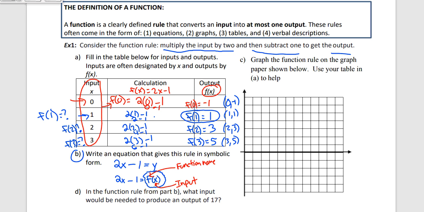Let's go plot those points. I'm going to use a scale of 1 on both the x-axis and the y-axis. If you're using a scale of 1, you don't really have to label it. You can if you want to, though. So the point 0, negative 1 is here. The point 1, 1 is here. The point 2, 3, and the point 3, 5. Look at that. They land in a straight line. And that's because, really, it's a linear equation. This is a linear function.